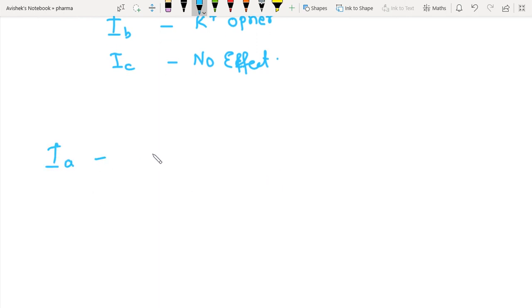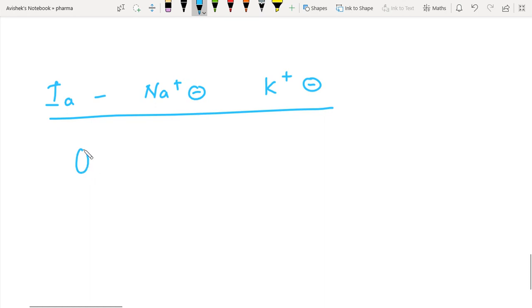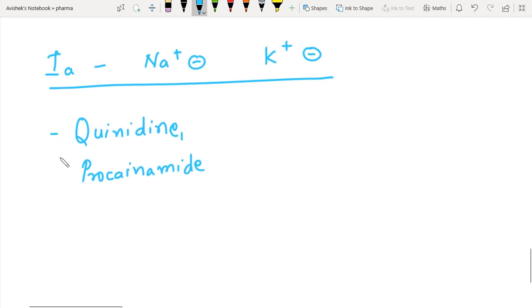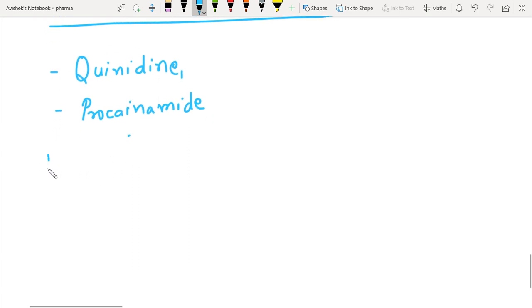Now class 1A, who are sodium blockers, potassium blockers, right? They are quinidine, procainamide. 1B, who are sodium blockers and potassium openers.